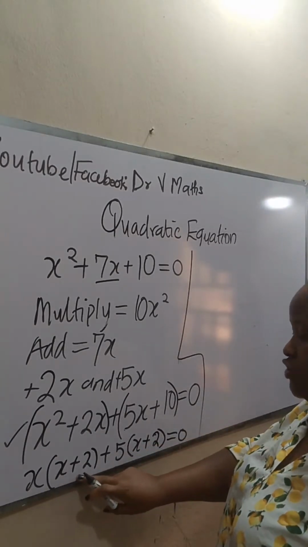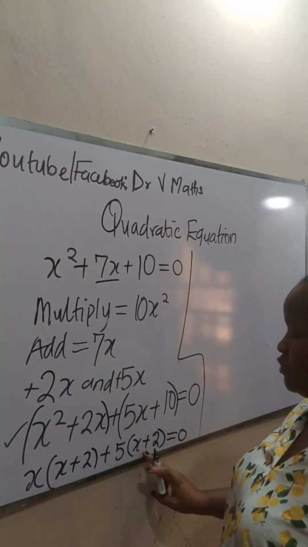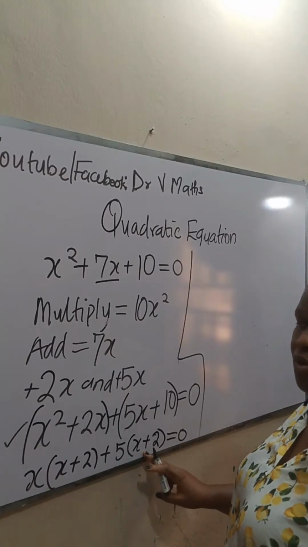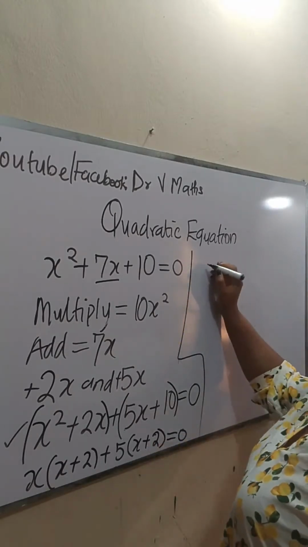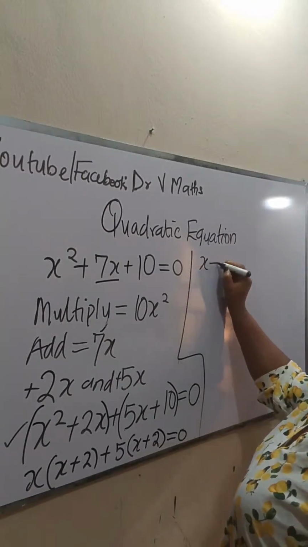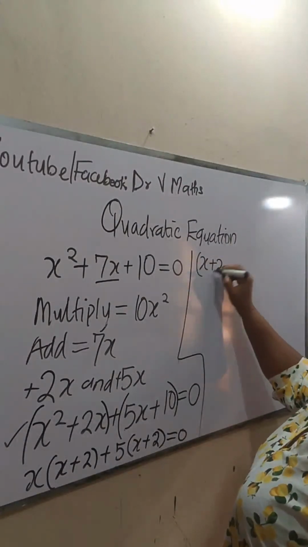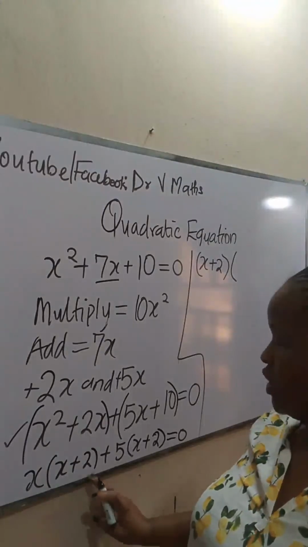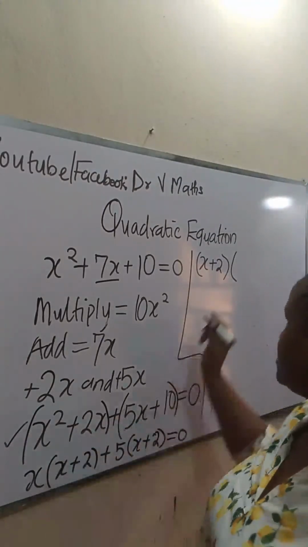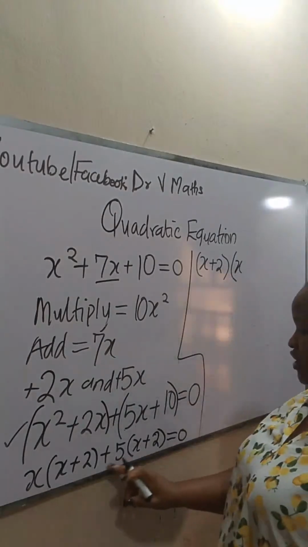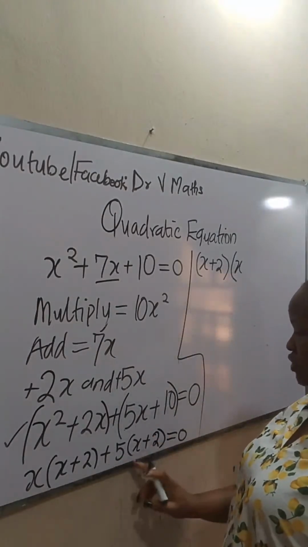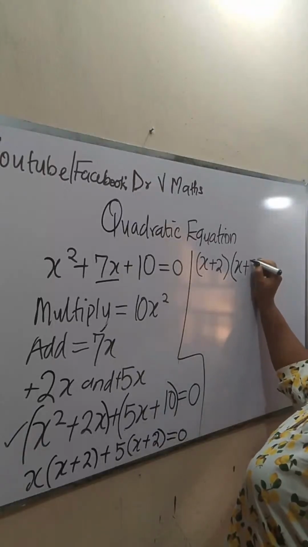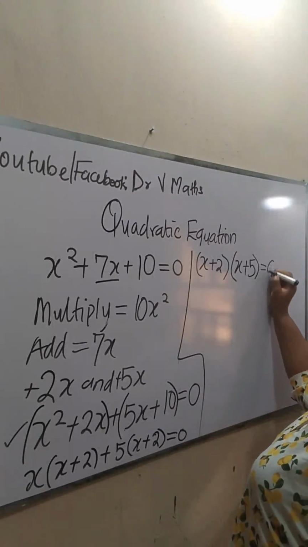From here, we see that x plus 2 is here. X plus 2 is here. So x plus 2 is common. We're going to factor it out. Okay. So x plus 2 is common. We're going to factor it out and open brackets. If we divide the whole of this place by x plus 2, it will cancel itself and we have x remaining. If we divide the whole of here by x plus 2, this will cancel and have plus 5. And remember, it's equal to 0.